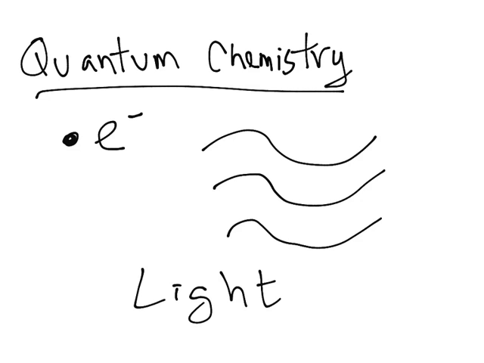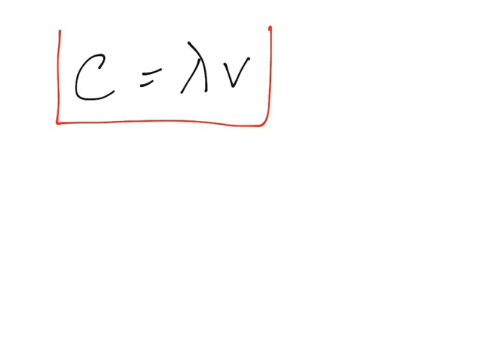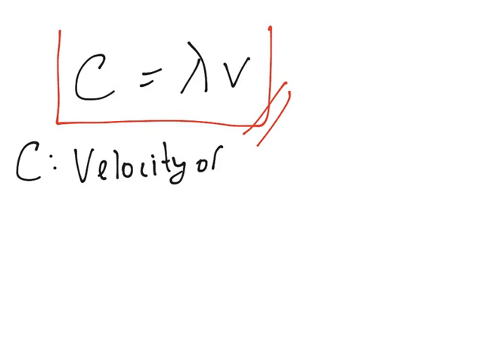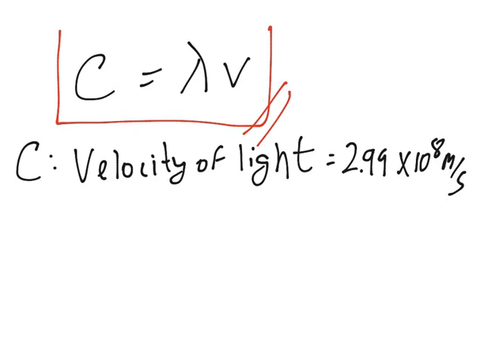So in this case, you consider it as a wave. And the main formula you'll be using is c equals wavelength times frequency. So this is a good formula to know. And what each of the variables mean are that the c is the velocity of light, which is 2.99 times 10 to the 8 meters per second, although some consider it as just 3.